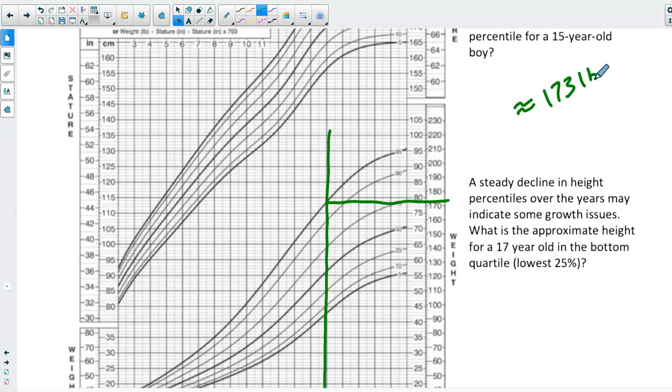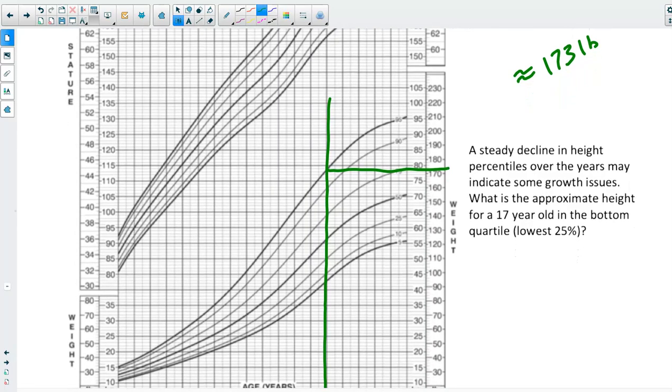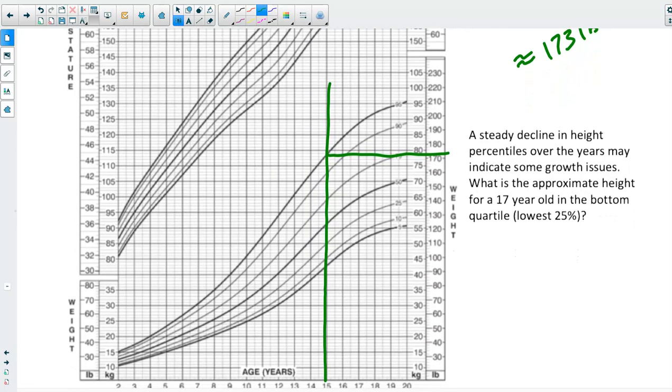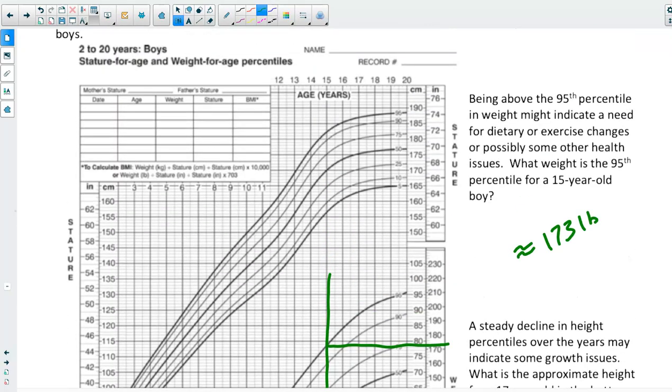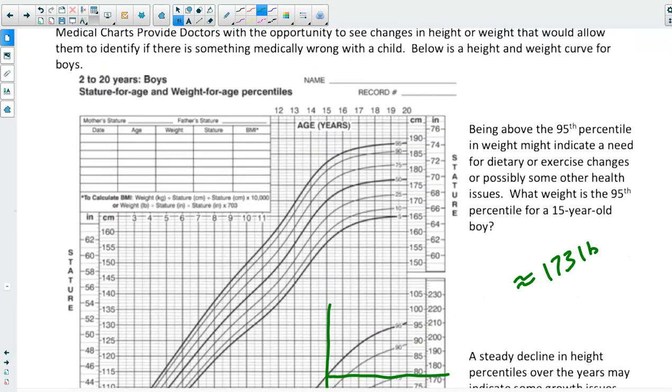That's it. So we're going to do another one, just to make sure we got it. So a steady decline in height percentiles over the years may indicate some growth issues. What is the approximate height for a 17-year-old in the bottom quartile, the lowest 25%? And so, you know, this is weight. Not looking at weight anymore. I'm looking at height. So I slide up, and I'm looking at someone who's 17. Now the age is on the top and the bottom, so I go to 17.